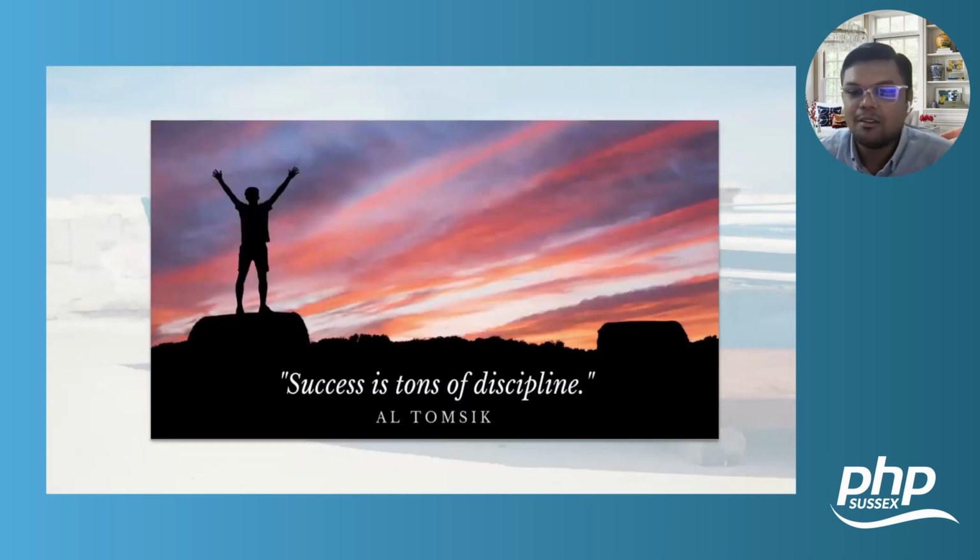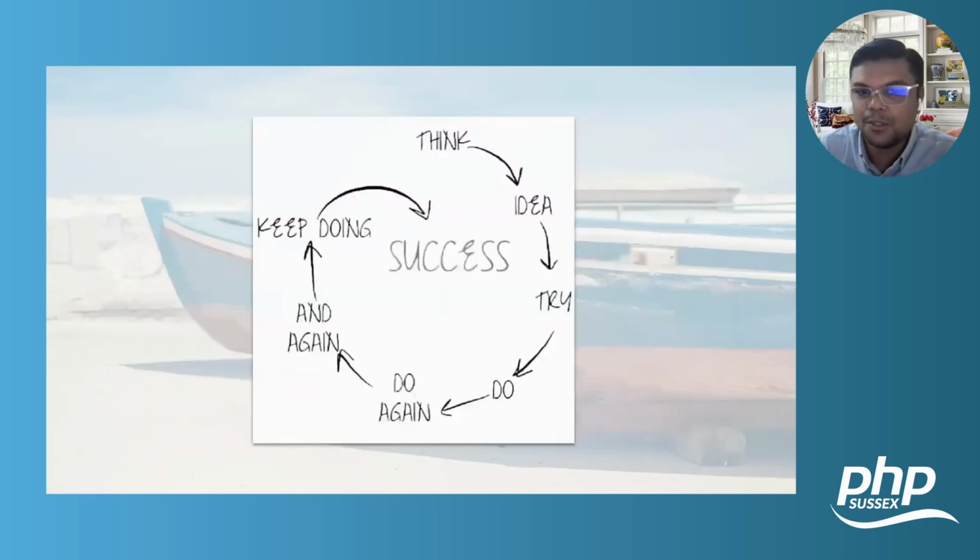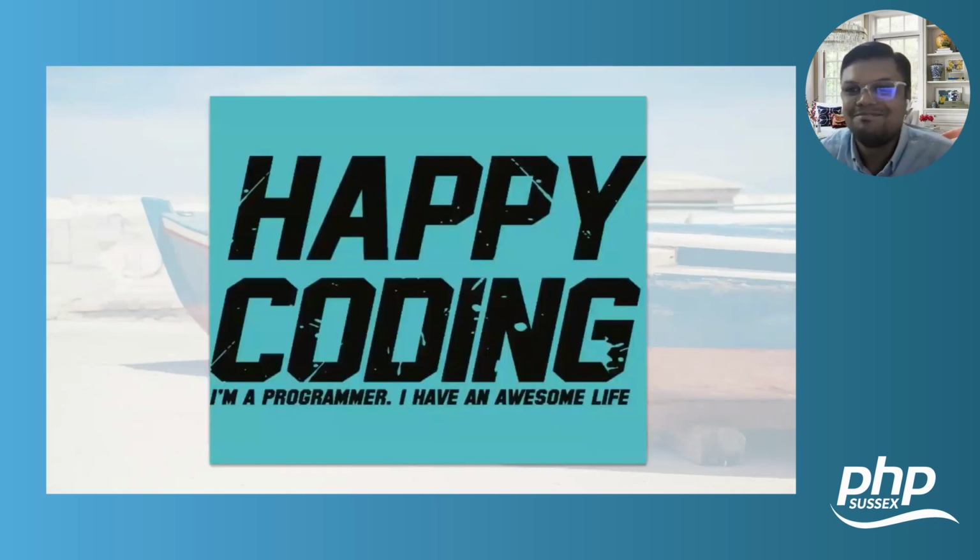So success is a ton of discipline. So follow all these things regularly. Definitely, you will reach your goal and all that stuff. So keep doing all of it. Think, idea, try, do it again and again. Keep doing. Then definitely you will achieve success. Happy coding.